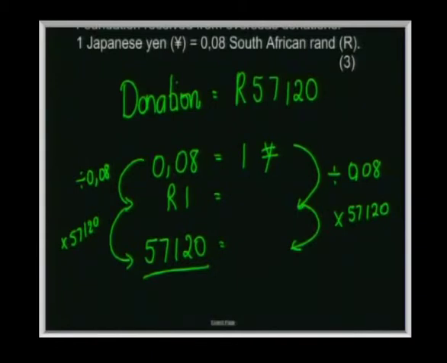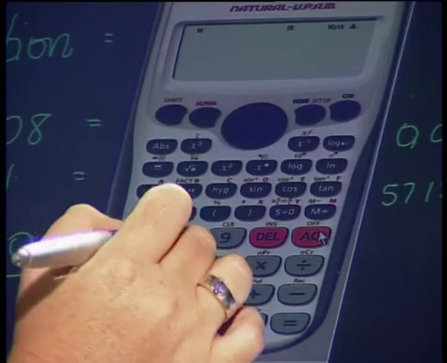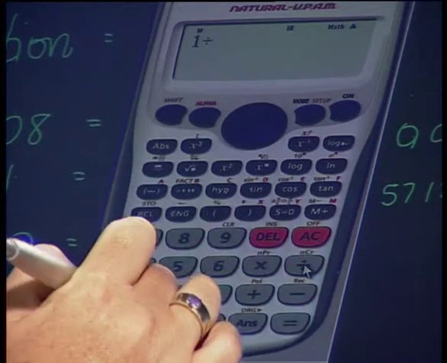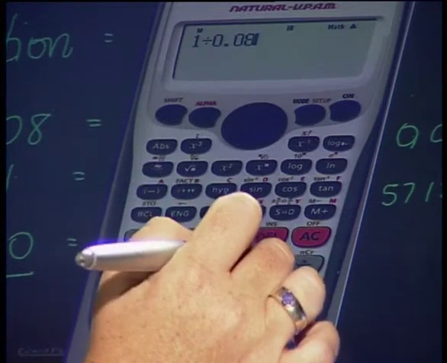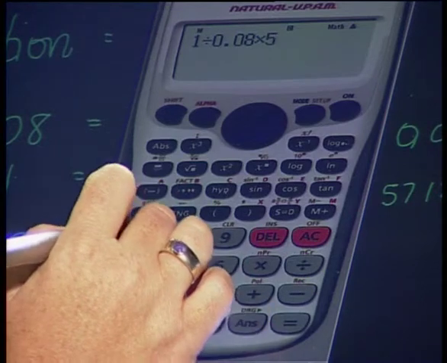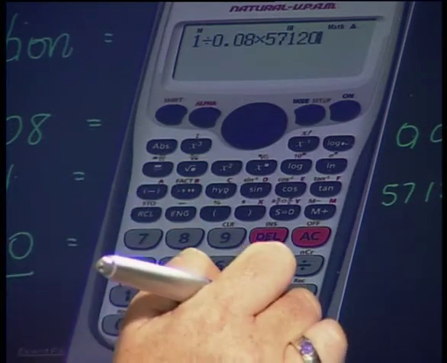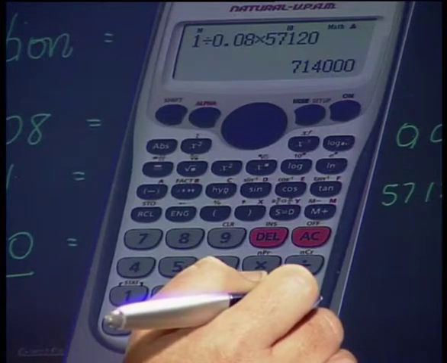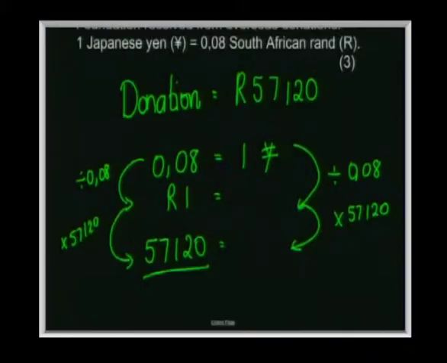So I'm going to take my 1 yen, I'm going to divide it by 0.08, and then I'm going to times it by 57,120. Let's use our calculator. So it's going to be 1 divided by 0.08, and then I'm going to times it by 57,120. And I get 714,000. So that will be 714,000 yen. And that's our answer. Let's go on to question 4.